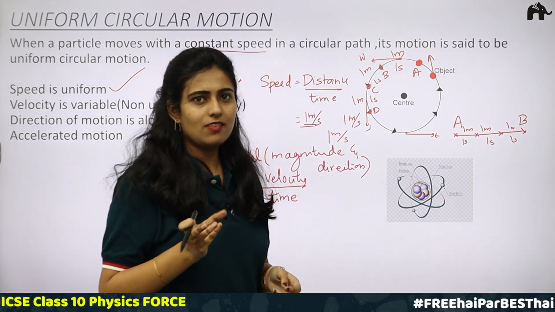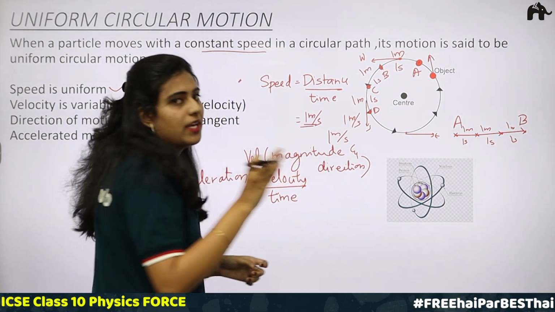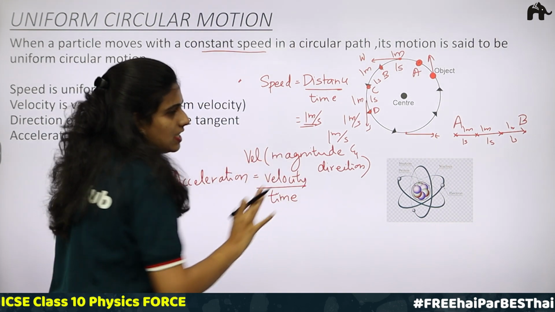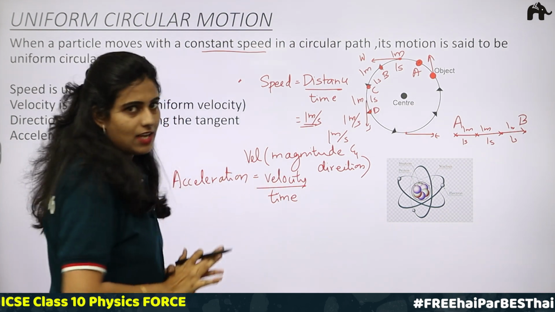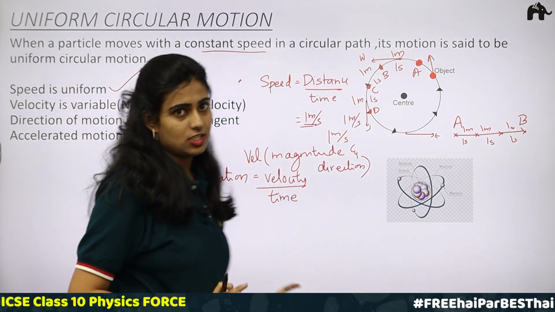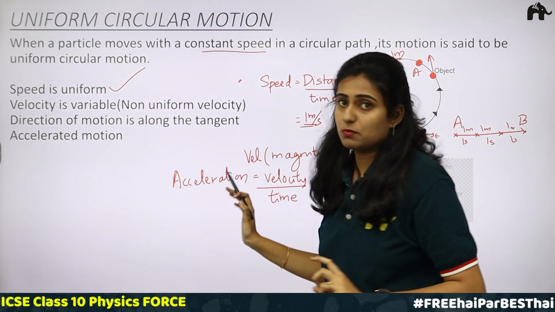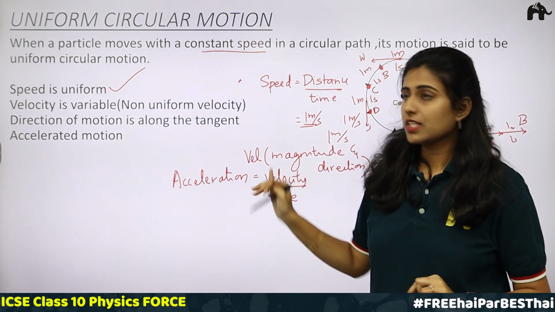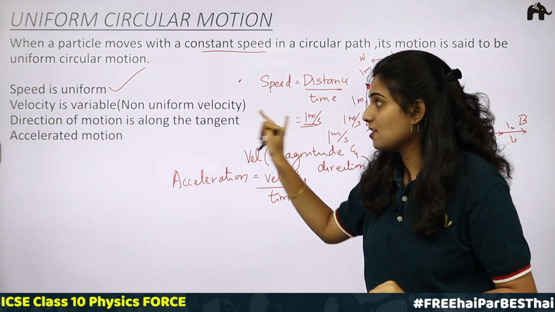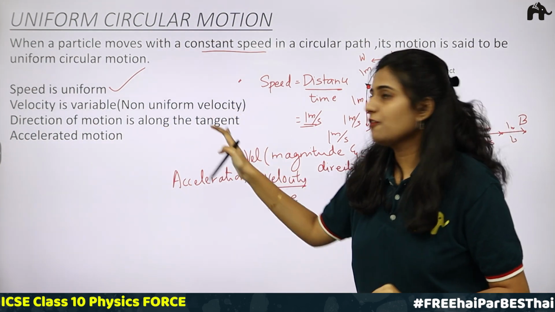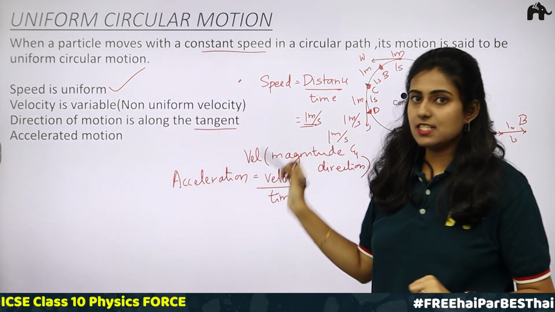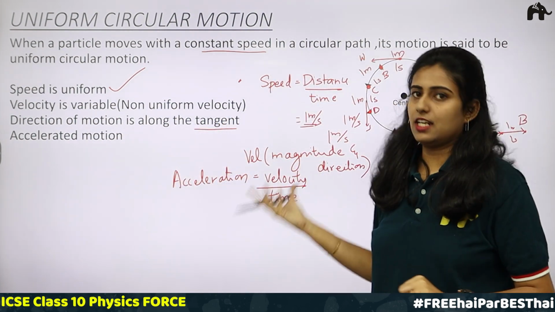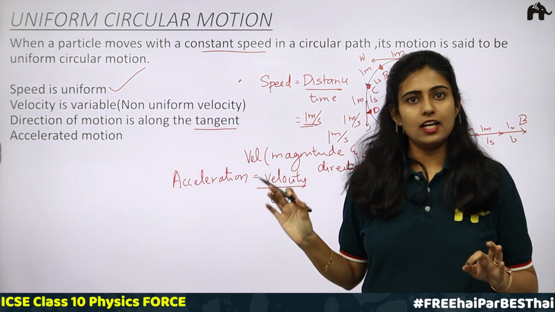But what about change in velocity? Change in velocity, you will be having a definite value. Therefore, when you take change in velocity by change in time, you will always get a value, and hence there is an acceleration. Therefore, uniform circular motion is an accelerated motion. Understood these 4 points? Speed is uniform, velocity is non-uniform, then direction of motion is always along the tangent, and then accelerated motion. Uniform circular motion is an accelerated motion. There is an acceleration. Clear?